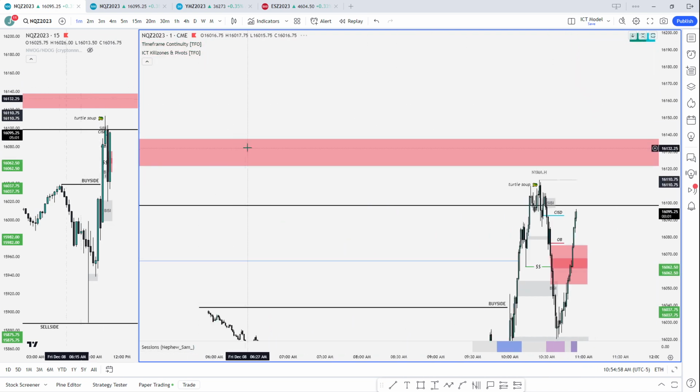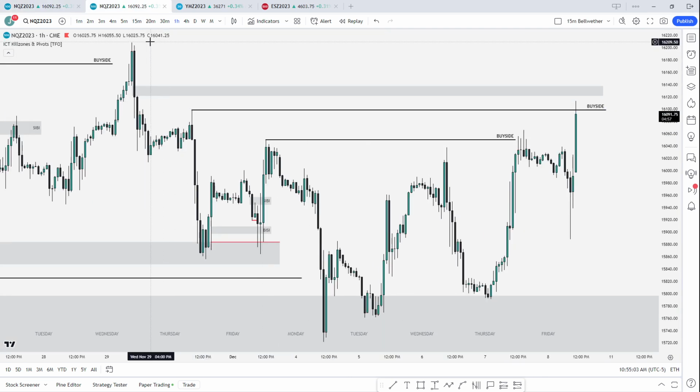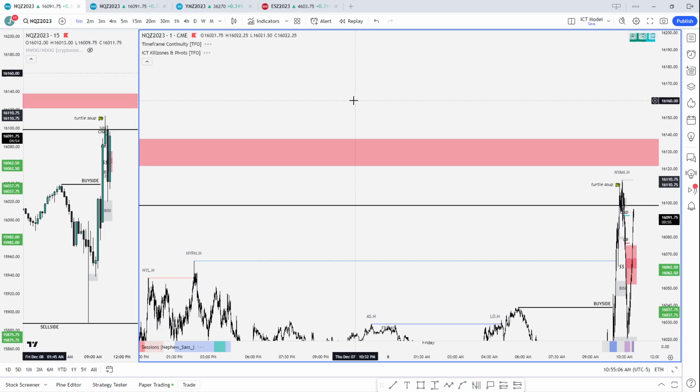I mean, 208 maybe not out of the range if we want to continue in the PM session bullishly, but I won't be trading it.